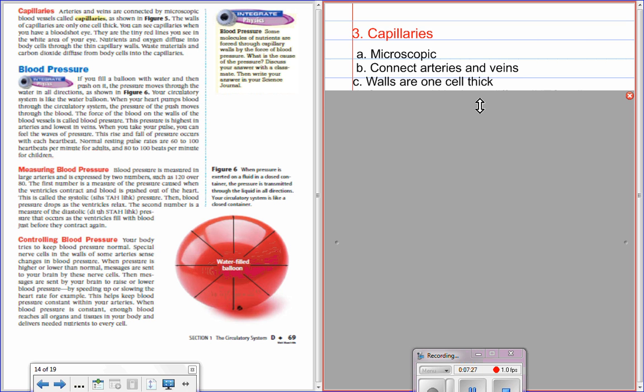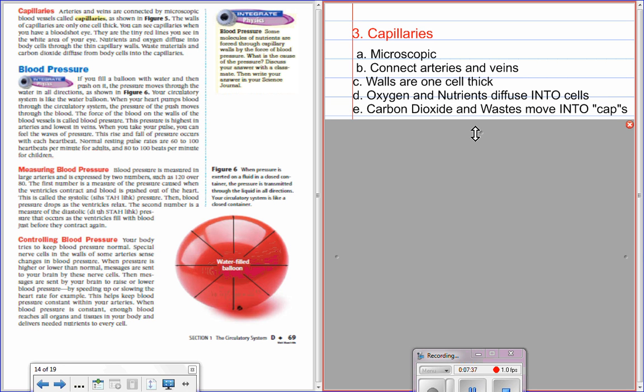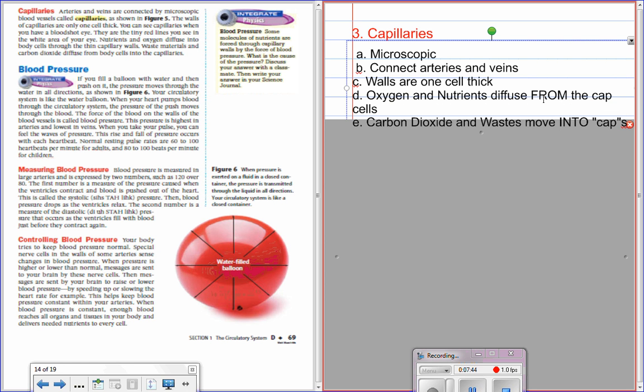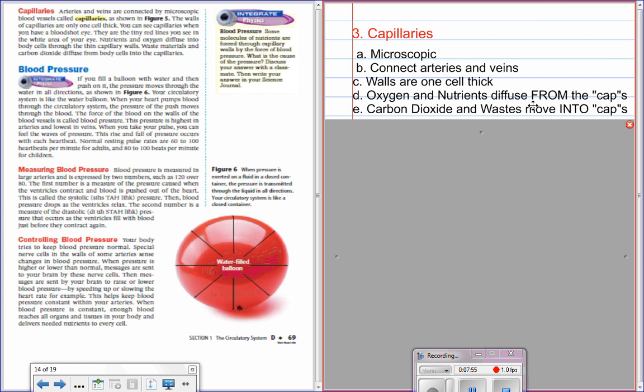Okay, what do? They're the most important part. Oxygen and nutrients diffuse into cells. Carbon dioxide and waste move into the capillaries. Let's do this. Oxygen and nutrients diffuse from the capillaries. Stay on one line. Okay, carbon dioxide and waste move into the capillaries. So that's where the exchange takes place, in the capillaries.